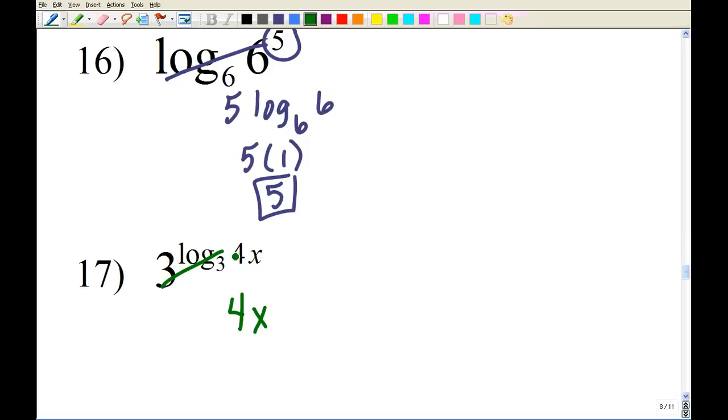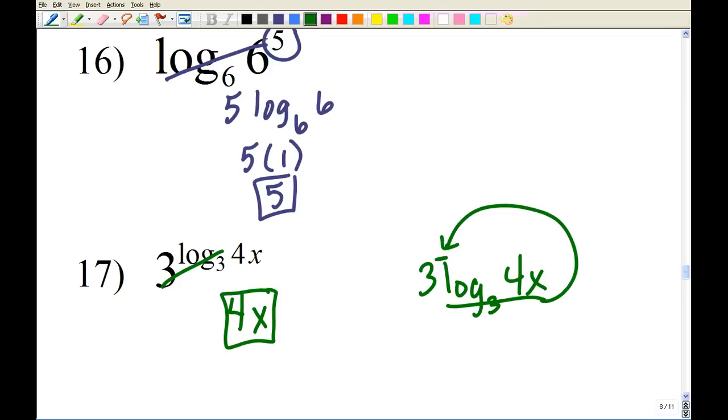Shortcut, 3 to the log base 3 cancels. You're left with the 4x. By the way, that is different than 3 times log base 3 of 4x. That would not cancel. It's only whenever that log is in an exponent up here. So that would have to be in your exponent in order for it to cancel. So don't do that right there, okay? Only here. Next problem.